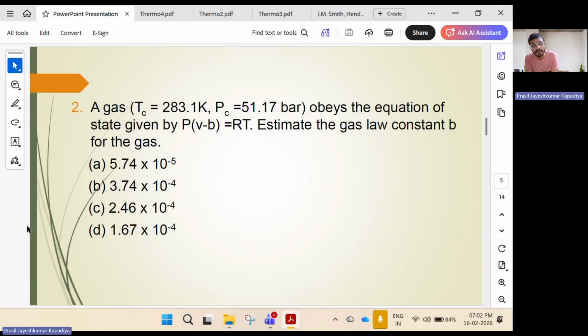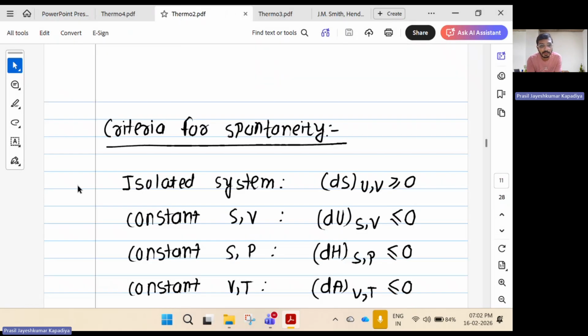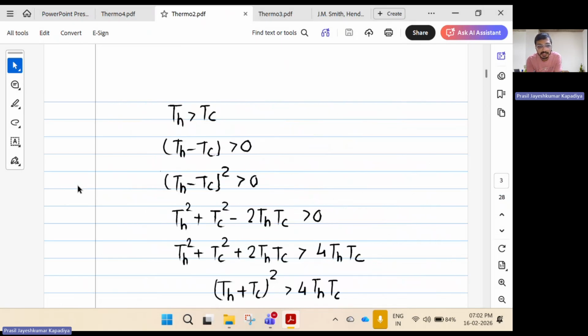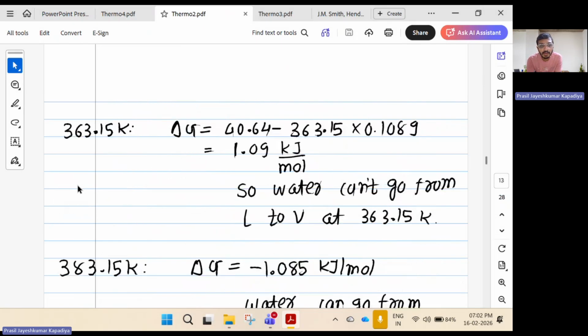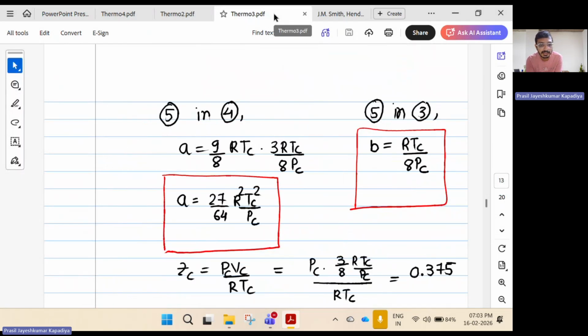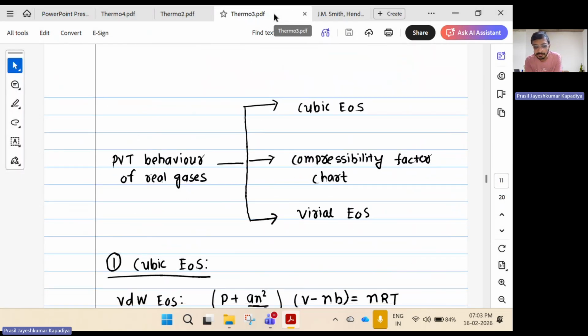So what is this? This is nothing but the Van der Waals equation of state with a term that is not present in the system. So how did we derive the value of B for the Van der Waals equation of state? Let's quickly go through that derivation.